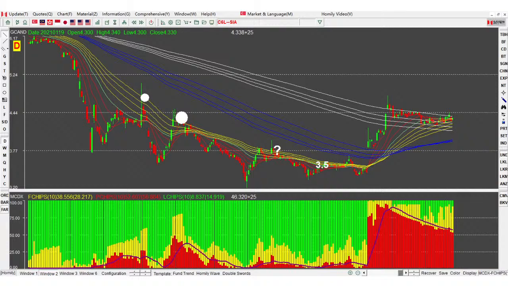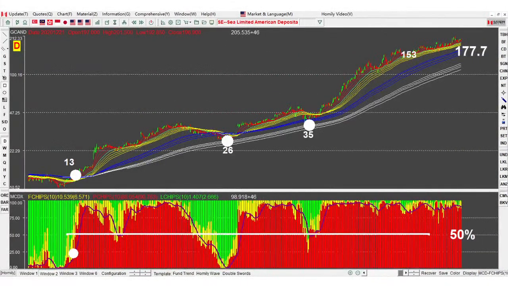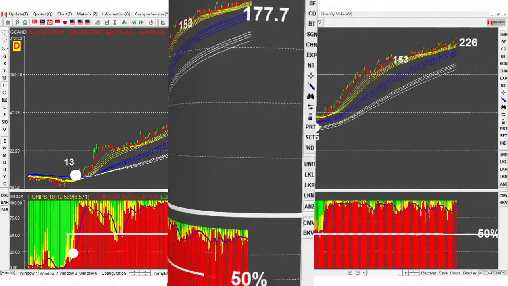Okay, not time yet. This one is still limited, one of the US shares. So from IPO, sideways, and then the price broke up all the rainbow lines: $13, $26, $35, $153, $177. Finished yet? Finished already? No.